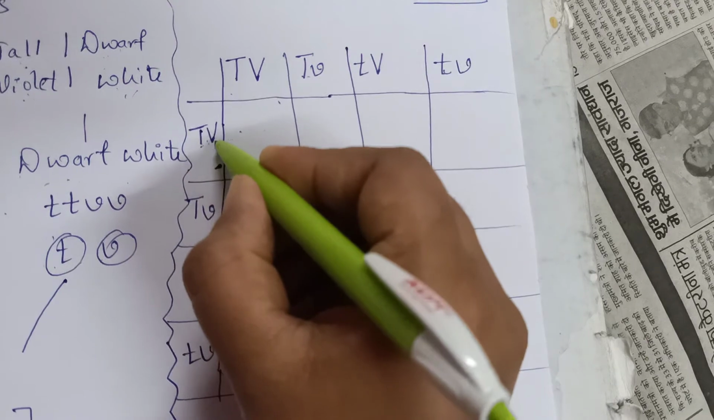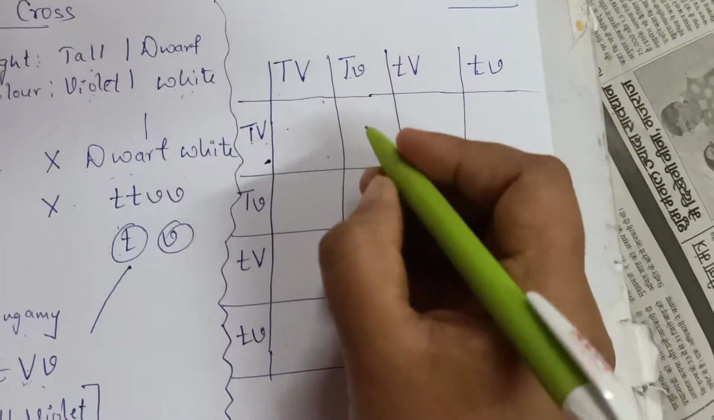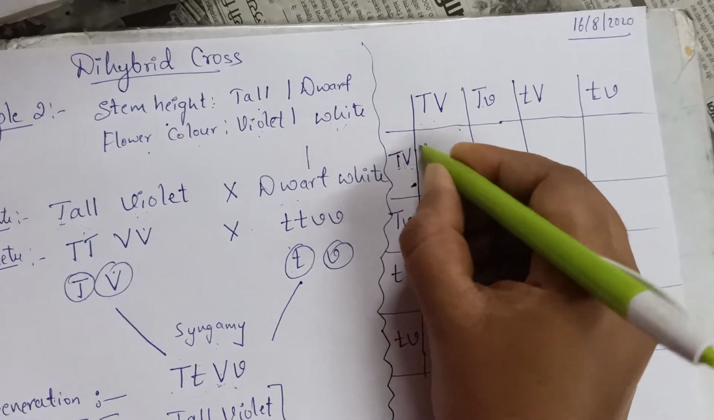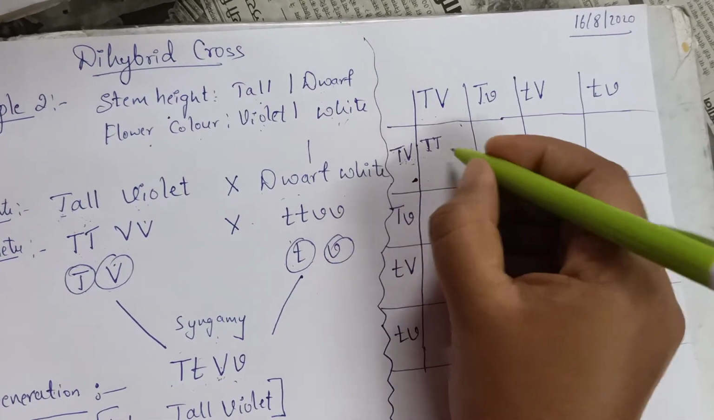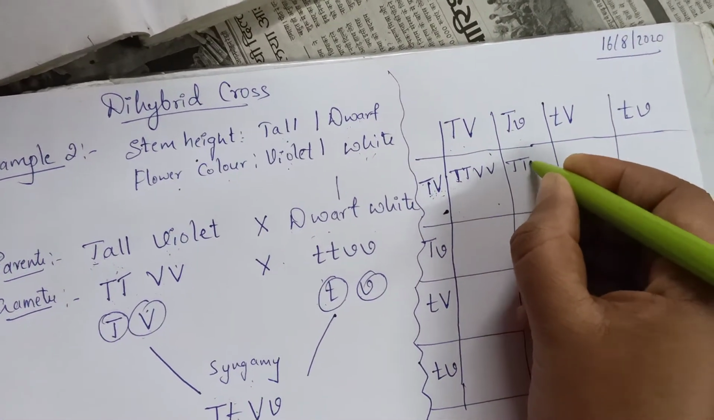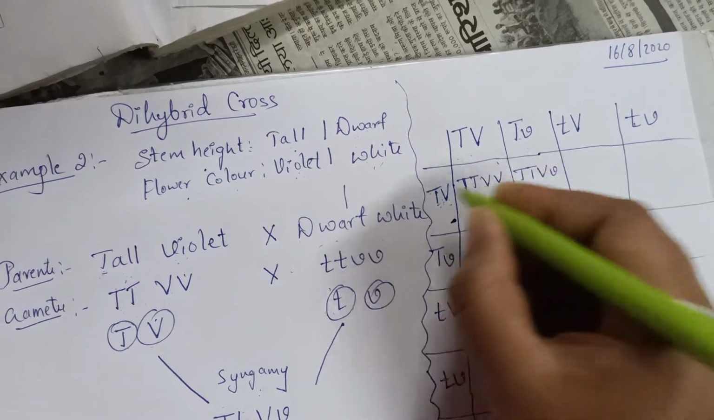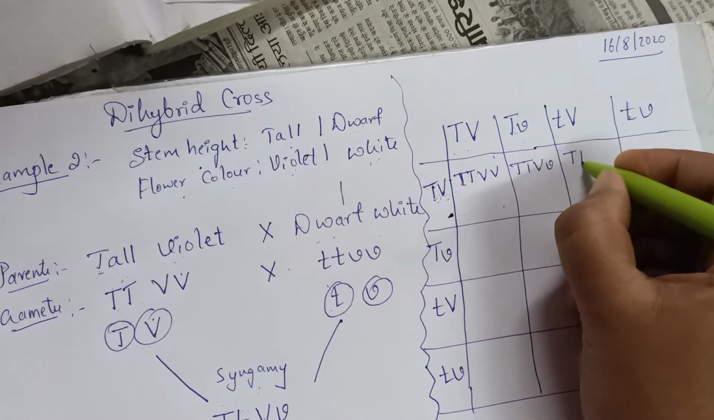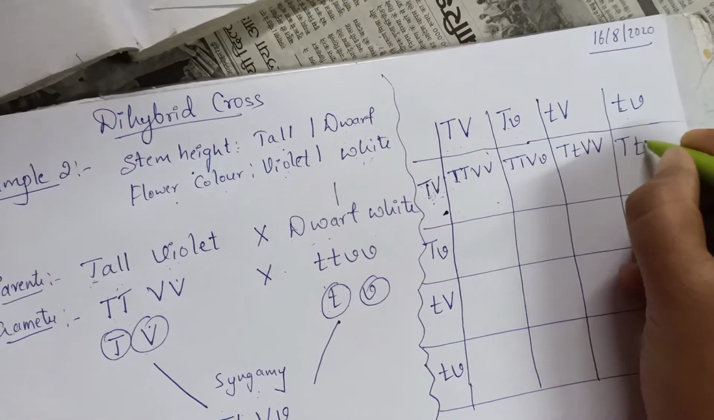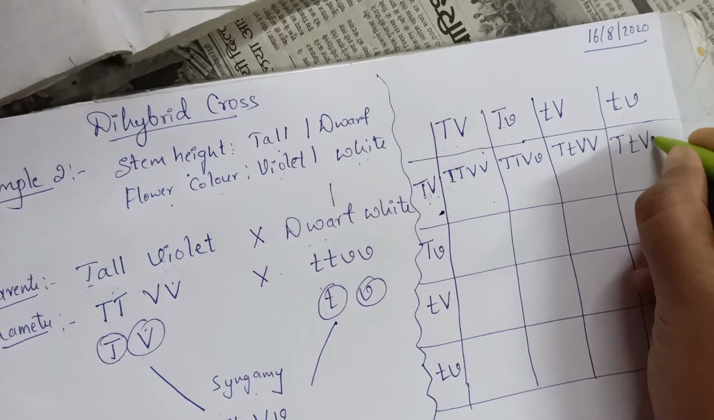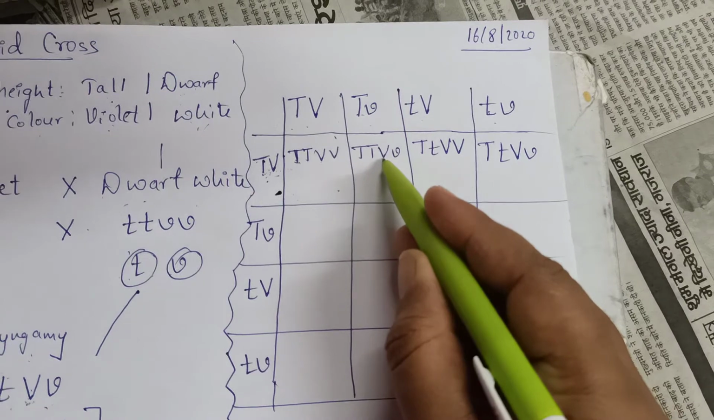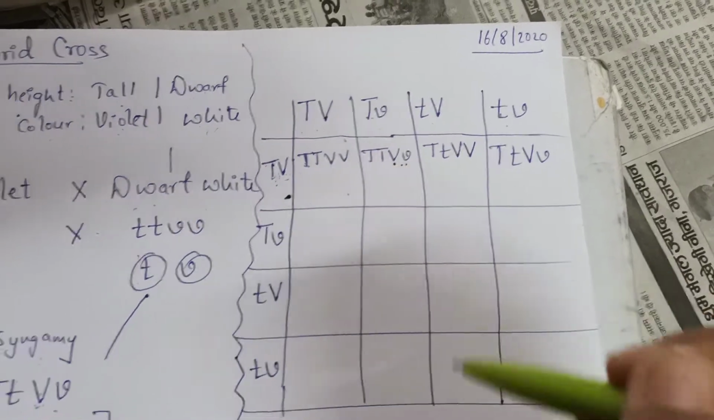We need to cross this TV with all four of these combinations. First this TV with this: capital T, capital T, capital V, capital V. Then this with this: T, T, capital V, small v. This with this: capital T, small t, capital V, capital V. This with this: capital T, small t, capital V, small v. So you can see the difference between this capital V and small v.